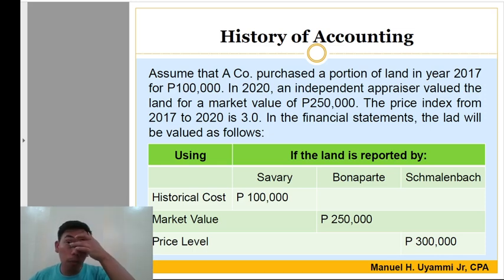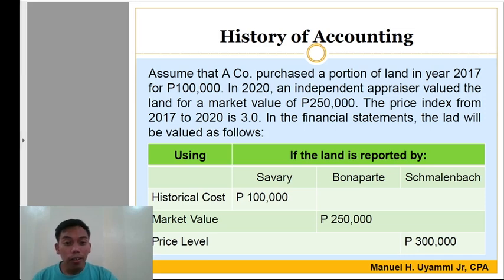Now, kung susundin mo yung proposal ni Schmalenbach, ang ginagamit niya is price level accounting na sa inflation, tumaas or bumaba ang halaga ng peso natin 3 times. So in this case, yung 100,000 noon, ang halaga niya ngayon 300,000 because 100,000 multiplied by 3.0 is 300,000. That is price level accounting using the Schmalenbach method. So, depende sa kung anong gagamitin natin. Pero tayo, ang ginagamit natin modern accounting, we use both, lahat po yan. Pero generally, we use the historical cost method of accounting by Jacques Savary.